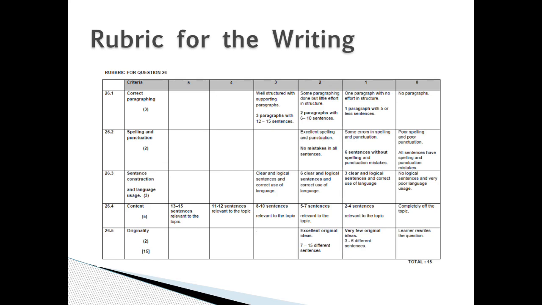When you're looking at your sentence construction and language usage, they will be looking for clear and logical sentences and the correct use of language. When they're looking at the content, you need to have 13 to 15 relevant sentences to the topic. And when they look at originality, they look that your ideas are original and there must be 7 to 15 different sentences for full marks.